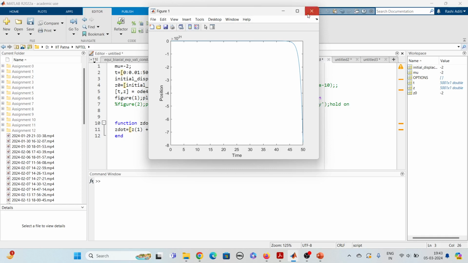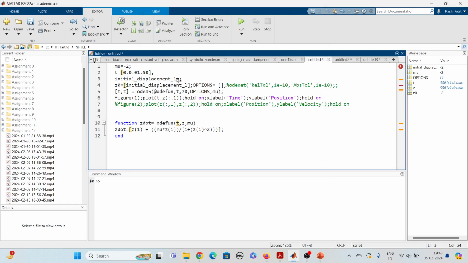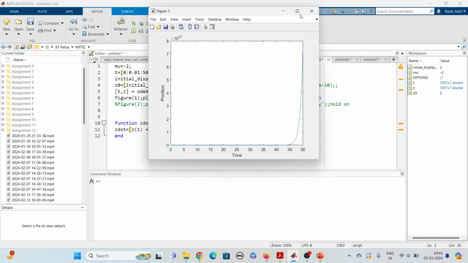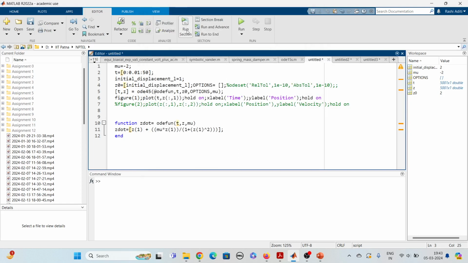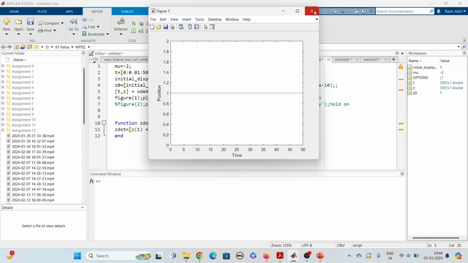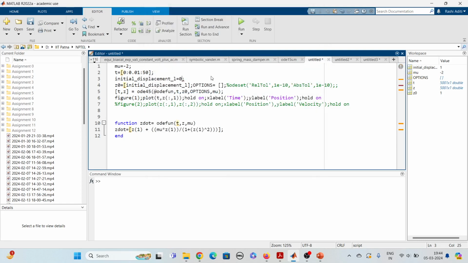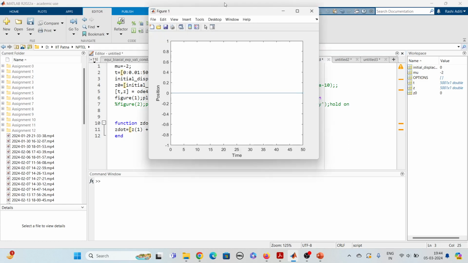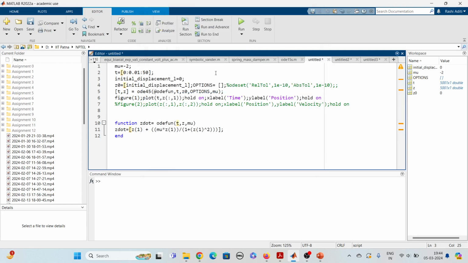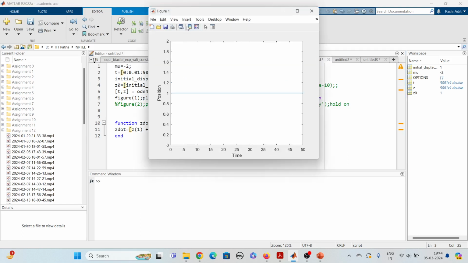Similarly, you can see for the positive value also. If I take positive 2, it is going to infinity. Let us see for 1 what is happening. Now, this is your case if you consider 1. See here, for 1, if I give the system an initial state of 1, it is actually remaining at 1. Can you tell me why?